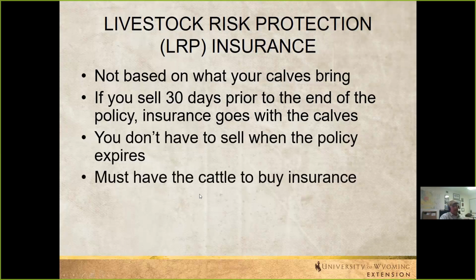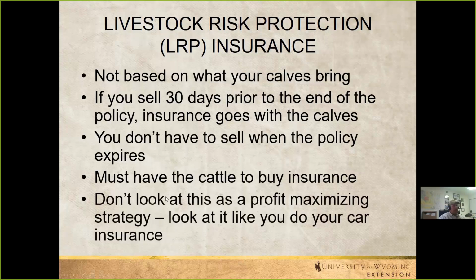You must have cattle to buy insurance. They don't want speculators playing in this market. So if I don't have the cattle on hand, I can't go out and buy an insurance policy for cattle that don't exist just to speculate in the market. They don't want you to do that.